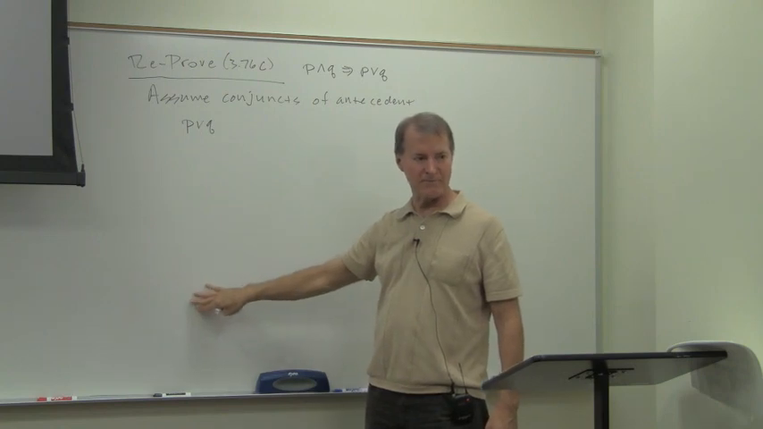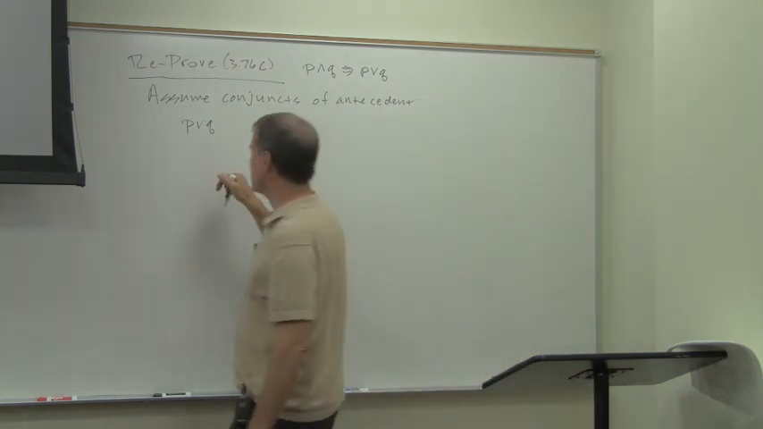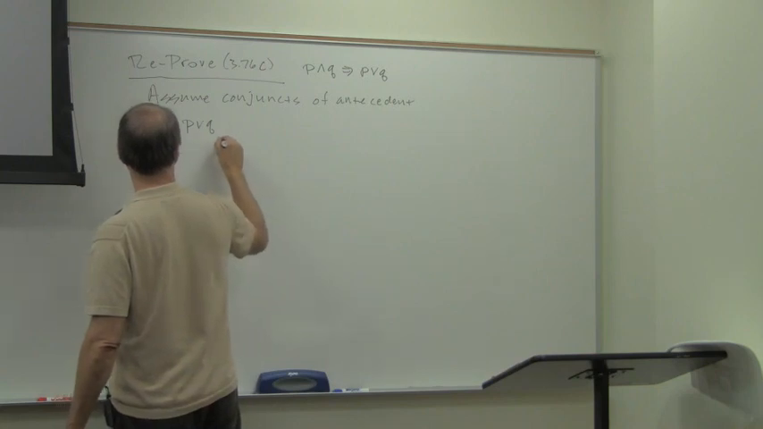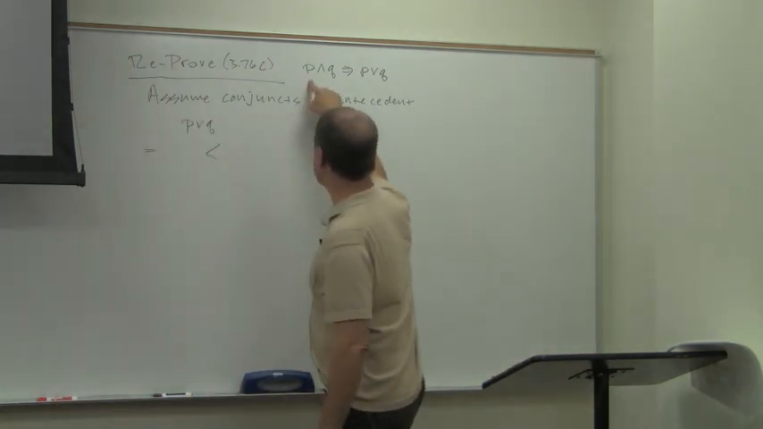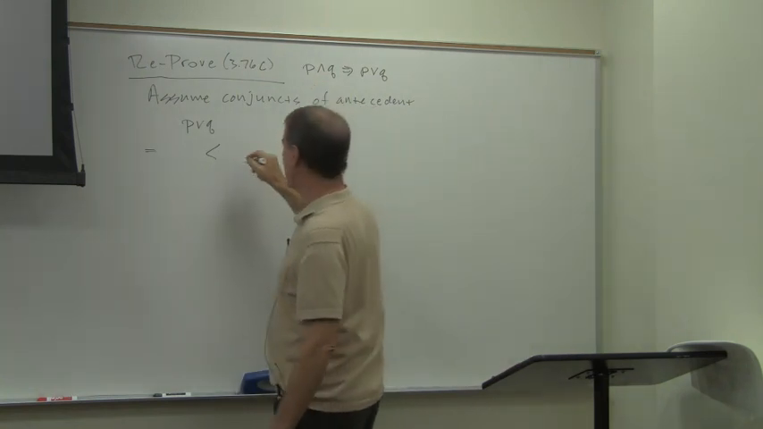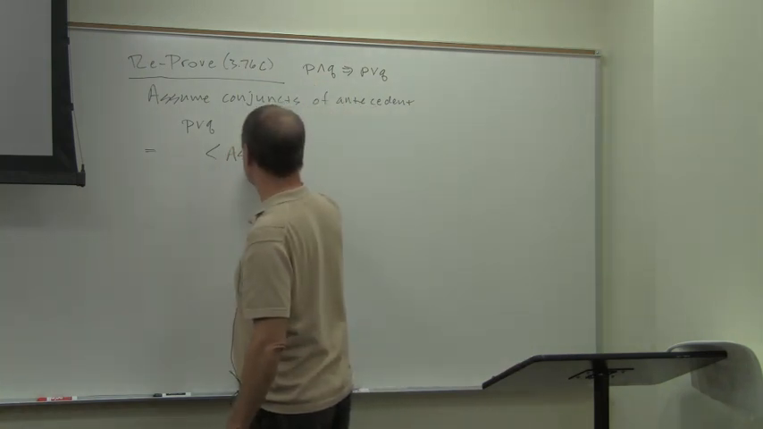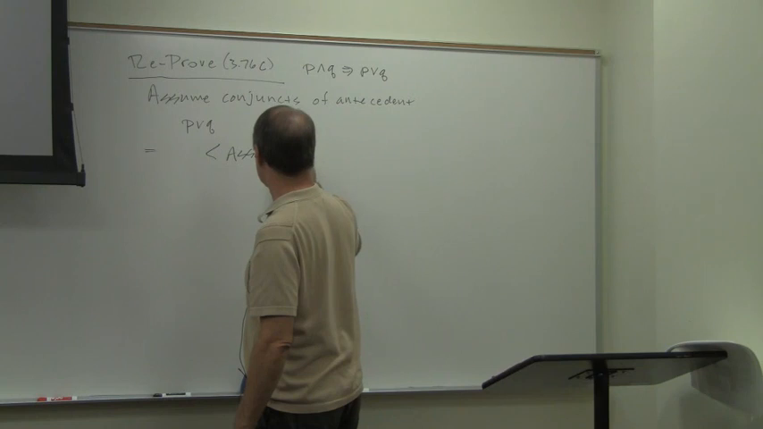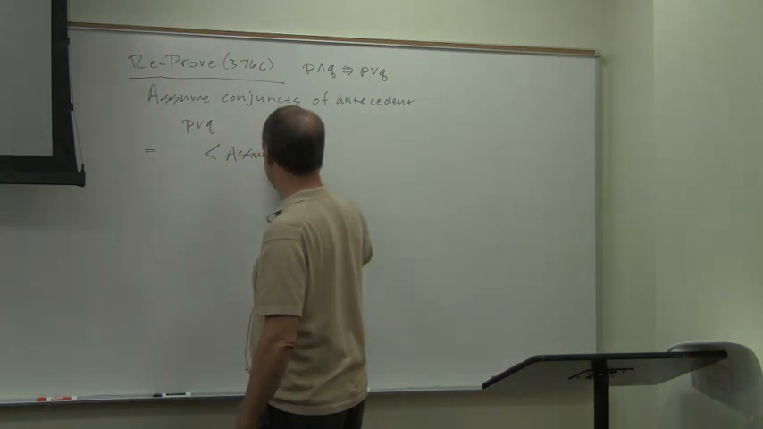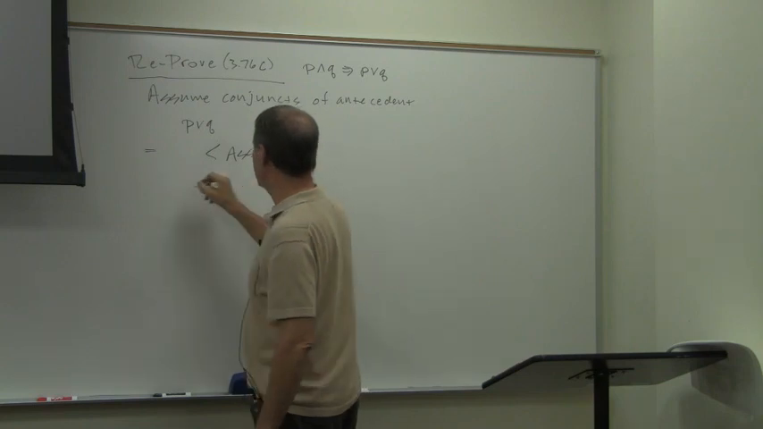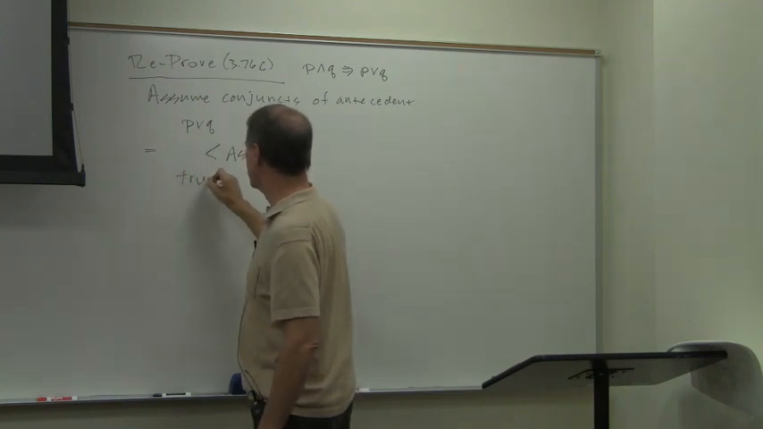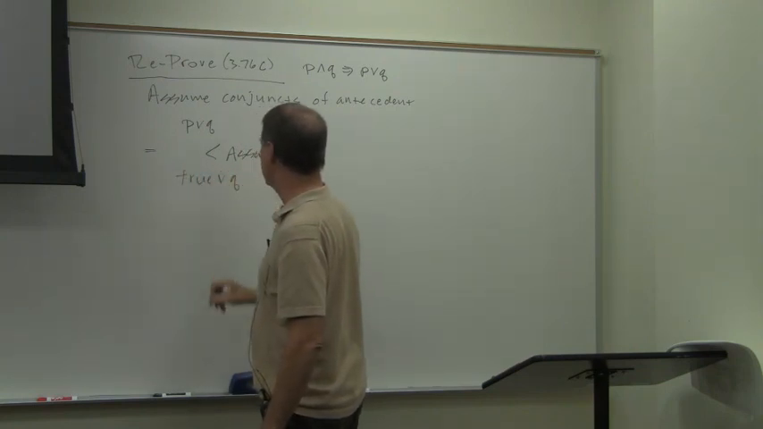Are you with me? Okay, so we start with P or Q. So this equals. Now, one of these conjuncts is P, right? So here we have assumption, or assume P, so that if we assume P, that's true or Q.